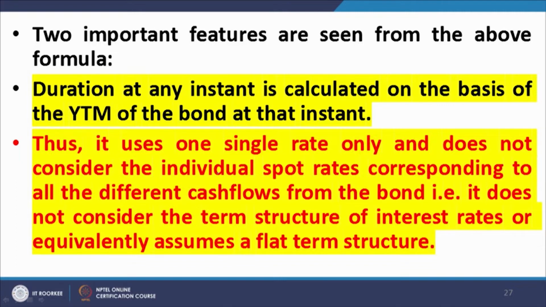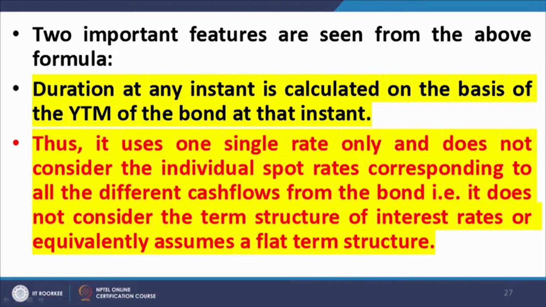Worth repeating? Let me repeat it. Thus, it uses one single rate, that is the YTM rate, and does not consider the individual spot rates, which usually are different from the YTM. As I mentioned, YTM is some kind of an average, some sense of averaging of the various spot rates that are used for discounting of the cash flows from the bond. It does not consider the term structure of interest rates, or equivalently it assumes a flat term structure.